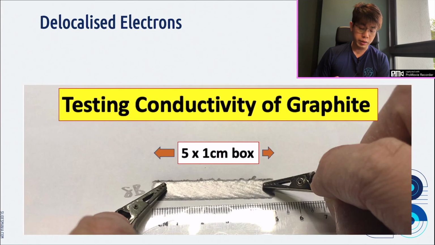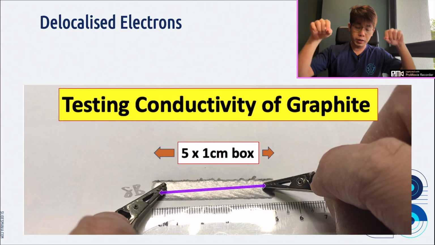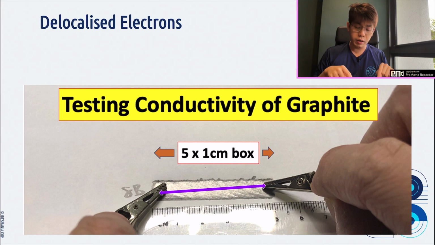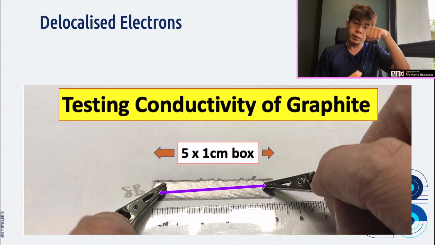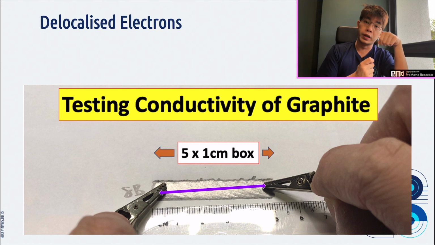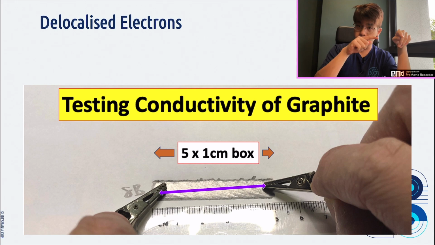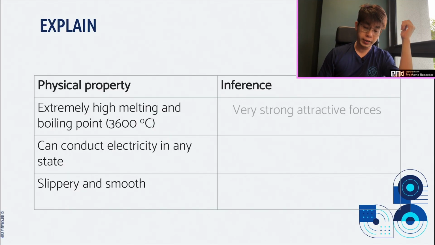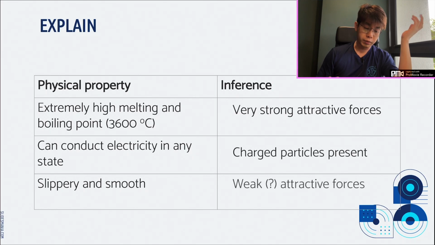So what this means is that we did this experiment where the electricity conducts through graphite in this direction, as you can see, but if we put the conductivity probes on the top and at the bottom, there's actually no conducting of electricity. It only conducts the electricity in this direction. Right, so let's learn how to explain the various properties.